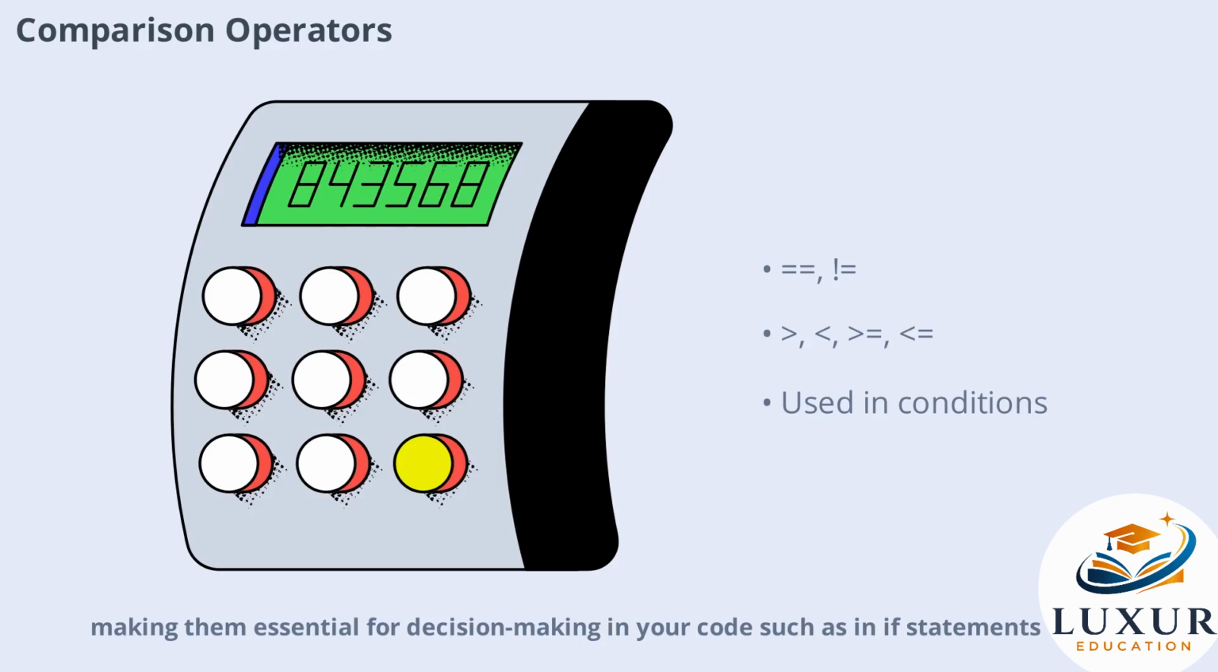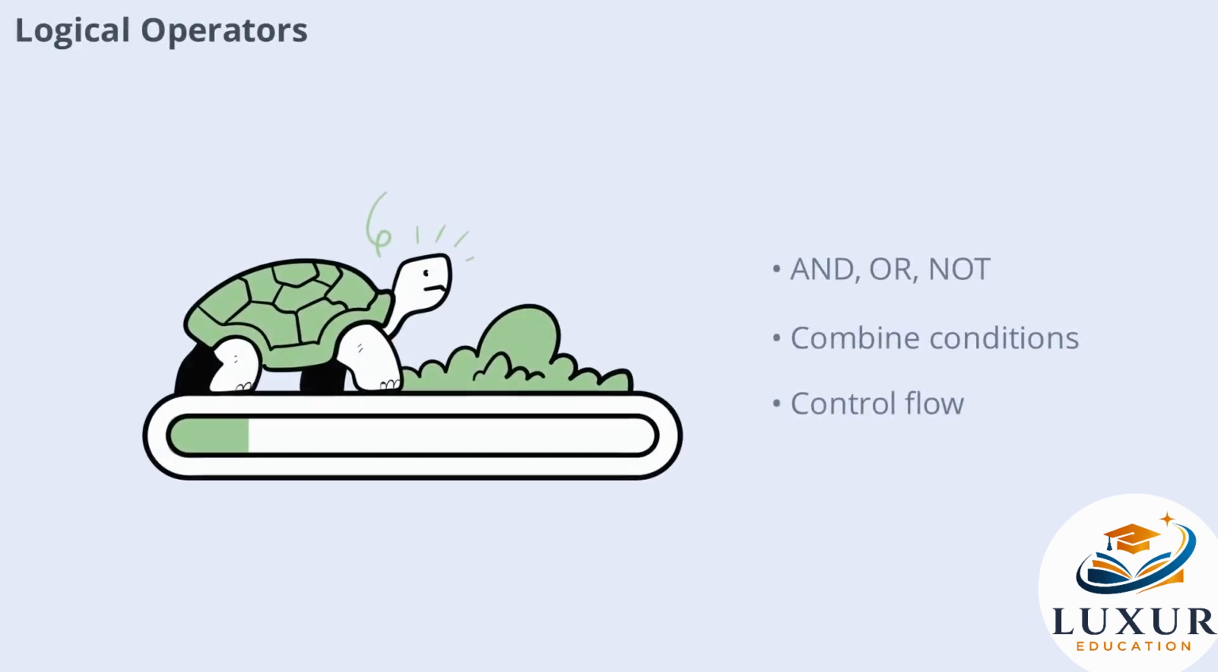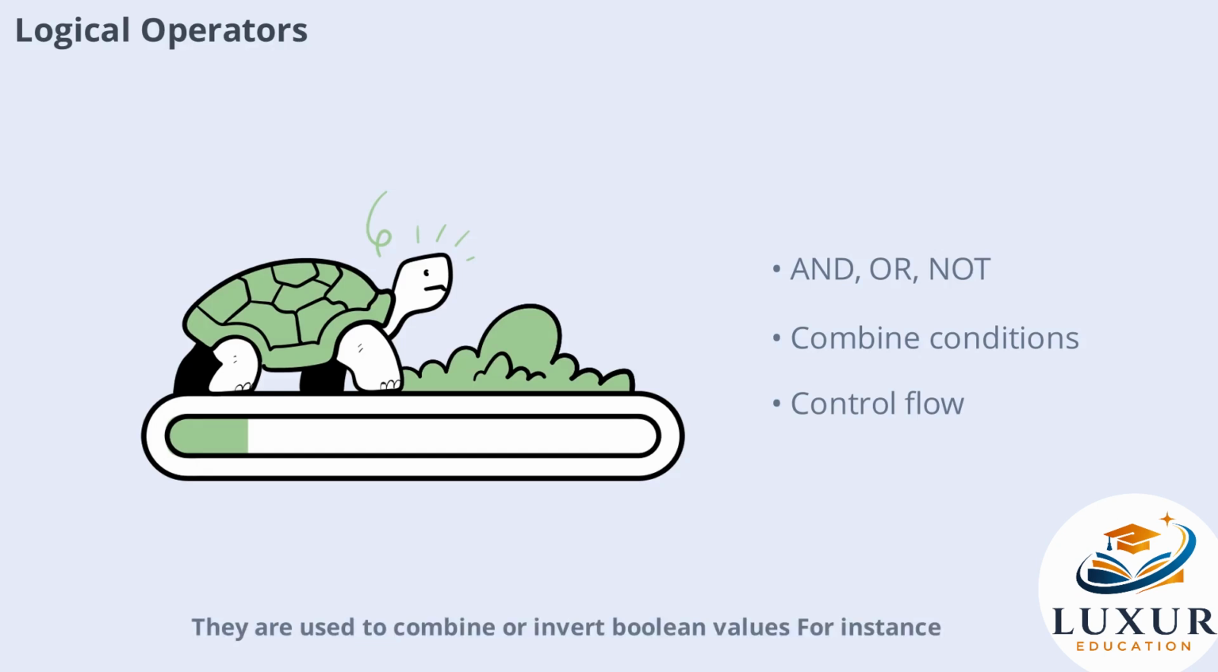if statements. Logical operators include and, or, and not. They are used to combine or invert Boolean values. For instance, a && b is true only if both a and b are true, while a || b is true if either is true. The not operator reverses the logical state. Logical operators are crucial for controlling program flow.